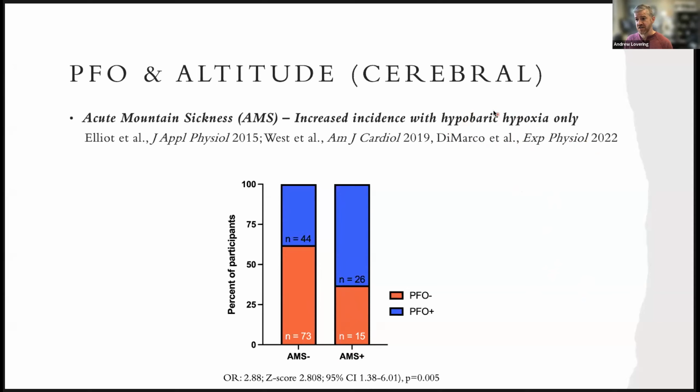And so for the trainees out there trying to get their advisors to fund more field research, you can use this and tell them, look, normobaric hypoxia is not going to work. We have to go out, we have to go to the mountains. And that's true only of your students, not of my students.